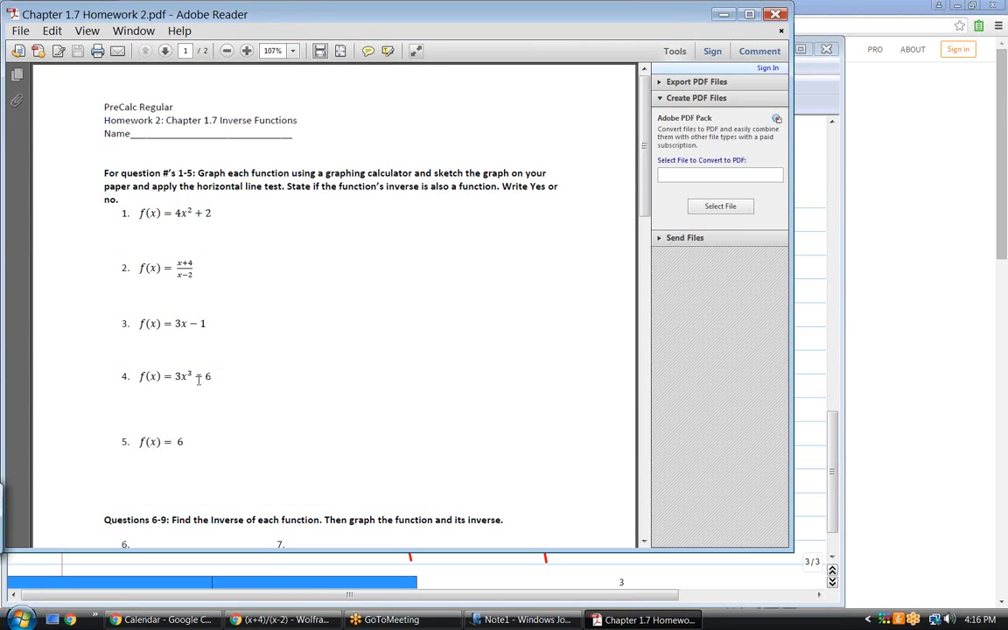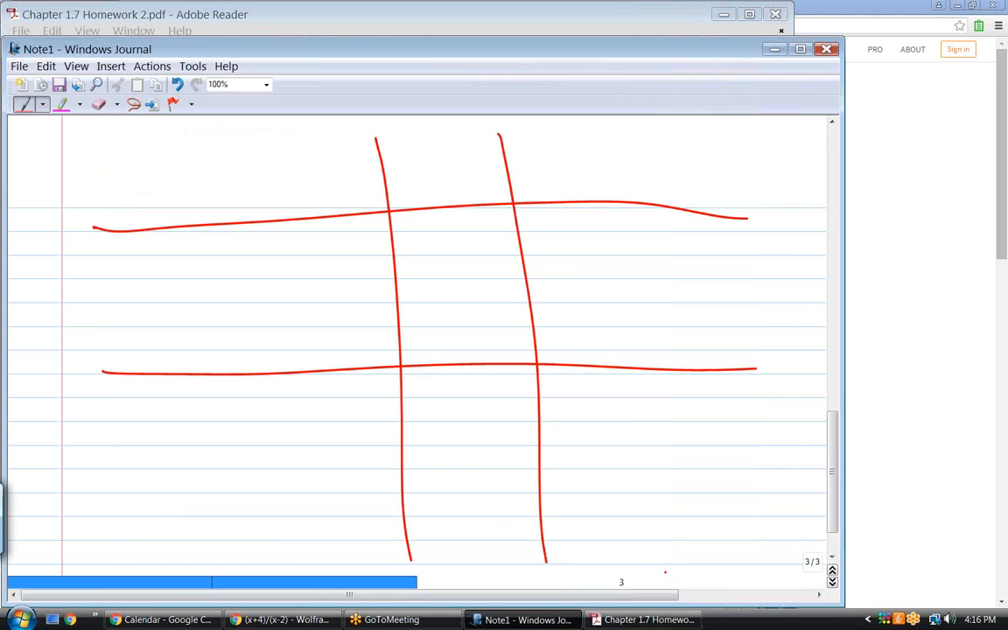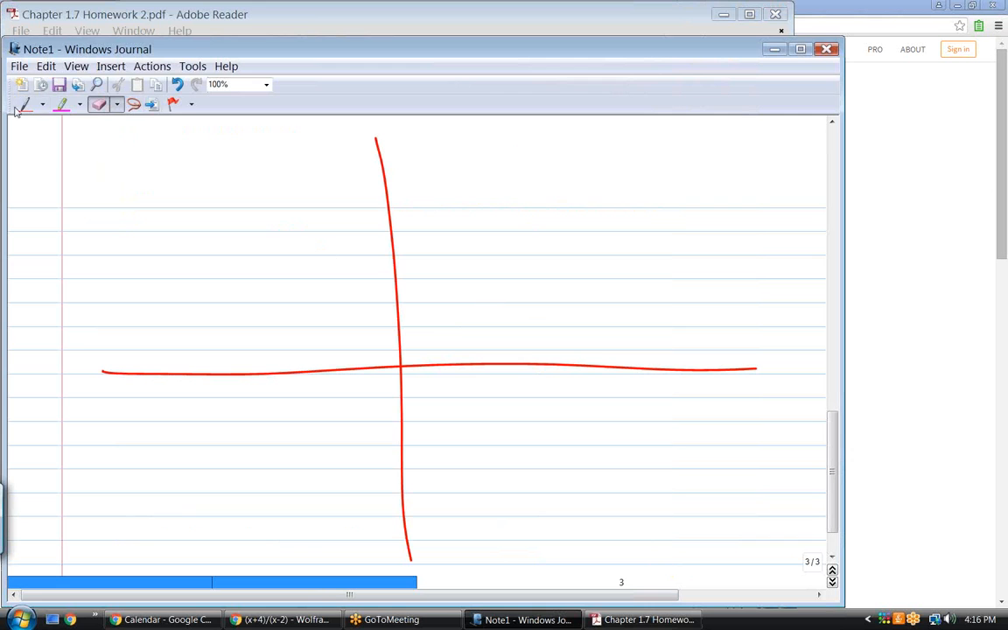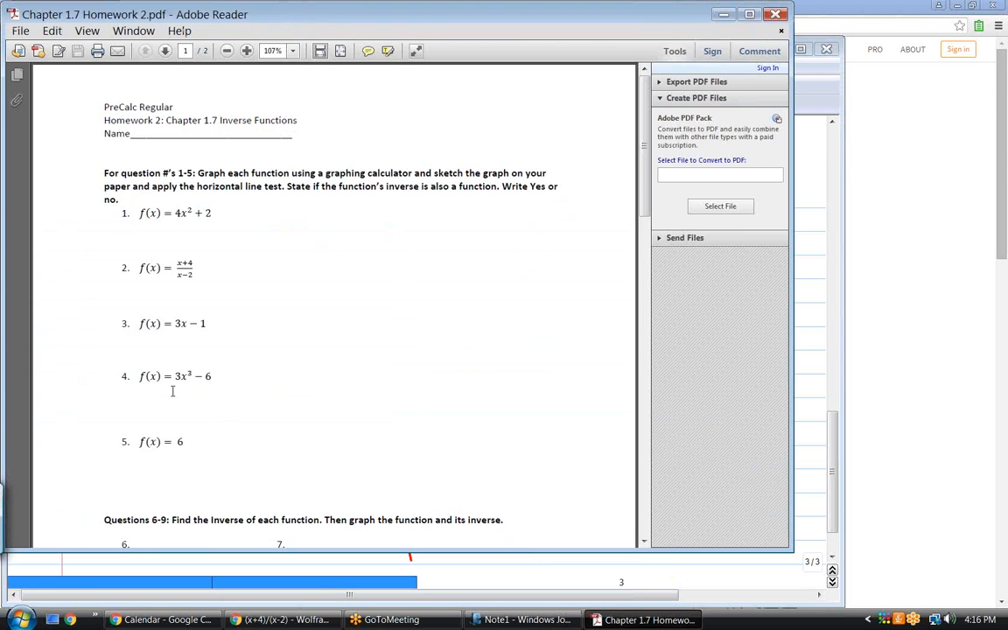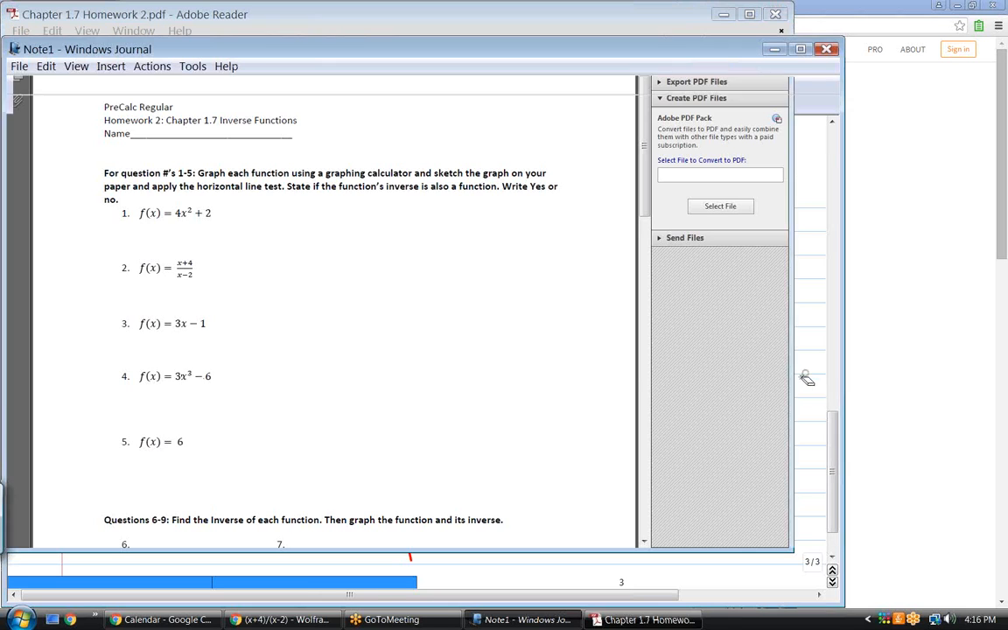Okay. Let's look at number 4, 3x cubed minus 6. Well, let me just draw that. I don't need Wolfram Alpha for that either. In other words, all this is a translation of the elementary function y equal x cubed, right? Shifted down by 6 units and stretched by 3 units, vertically stretched.